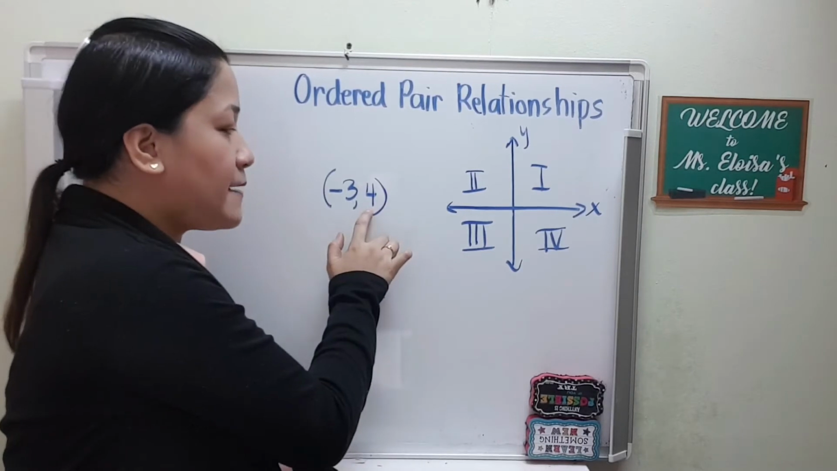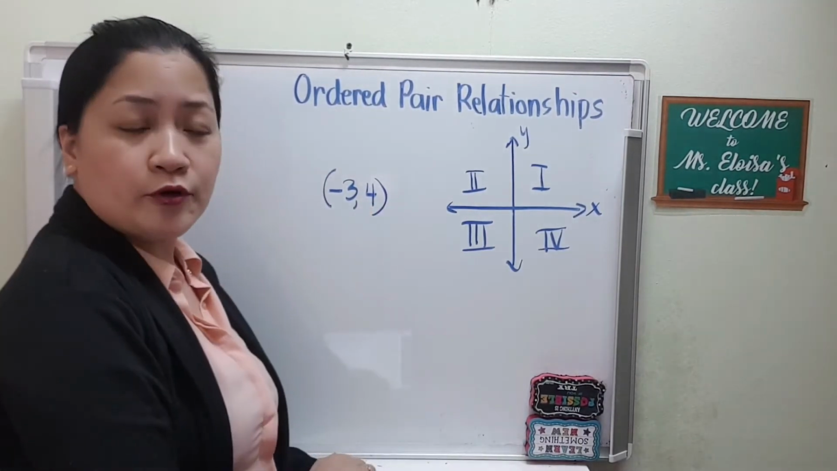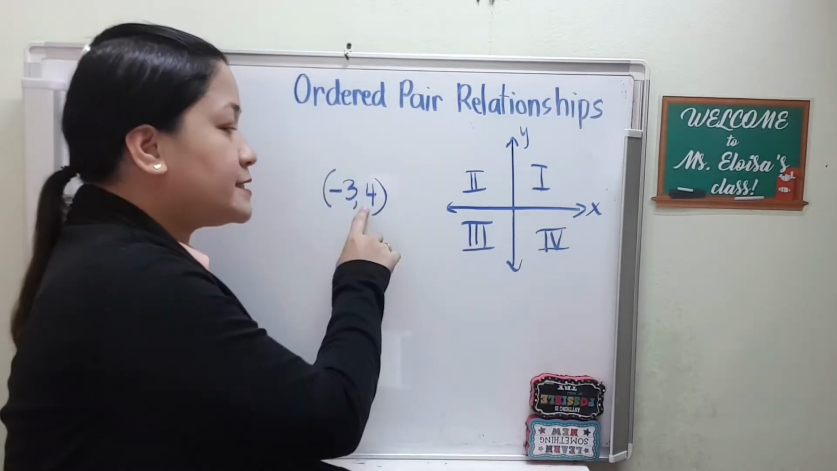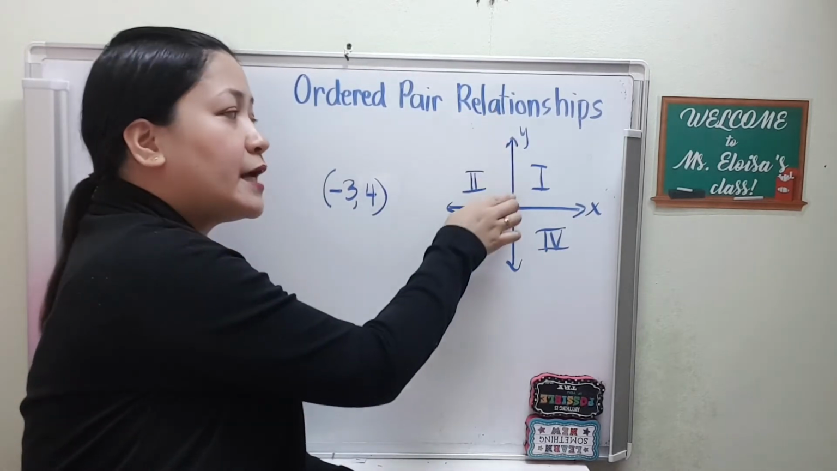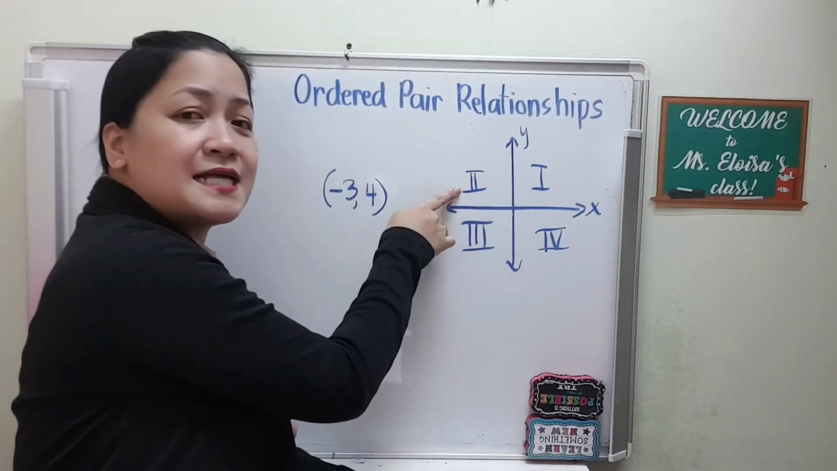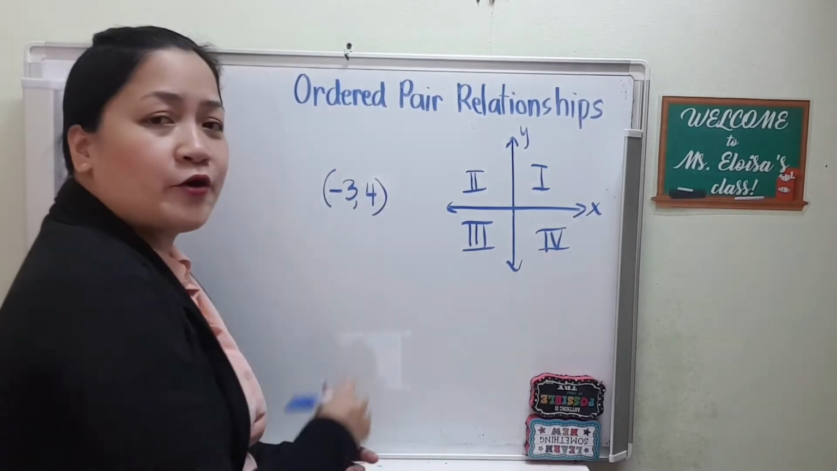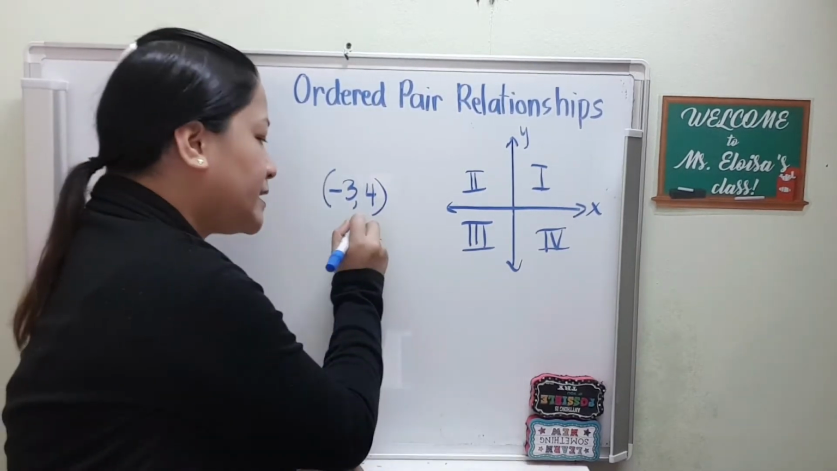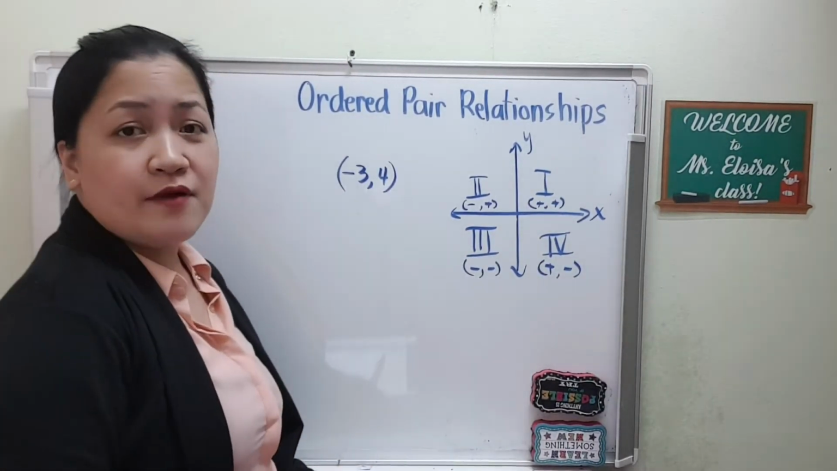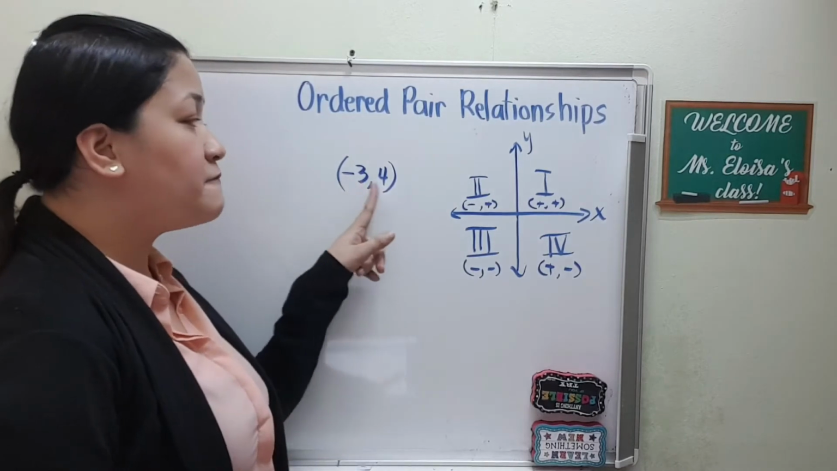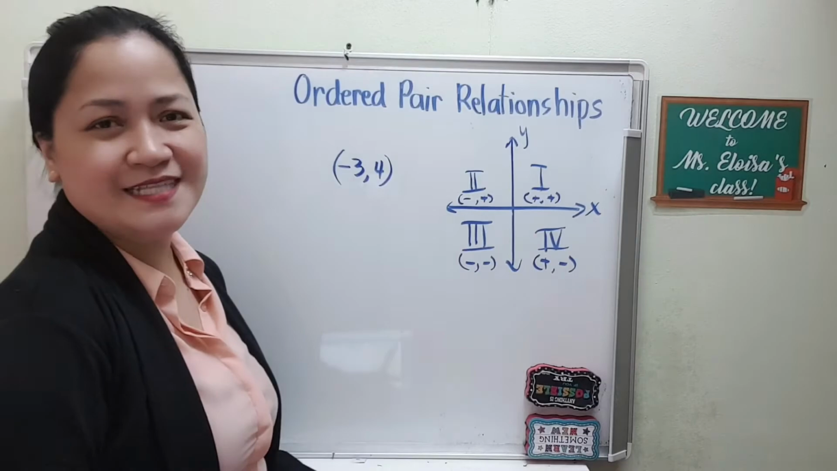Now, let us examine the y-coordinate. The y-coordinate is 4, or positive 4. Since it is positive 4, then it is 4 units up. And we can find it in the second quadrant. That means negative 3, 4 is located in quadrant number 2. Looking at the signs of our ordered pair, we have negative, positive. And negative, positive is really in quadrant 2.